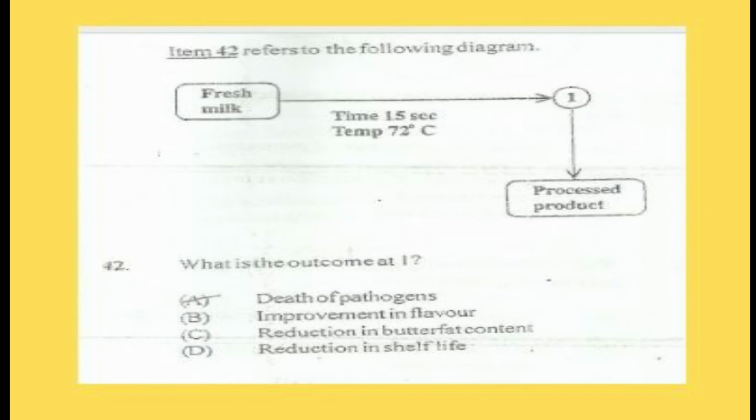Question number 42. Item 42 refers to the following diagram. What is the outcome at I? A. Death of pathogens, B. Improvement in flavor, C. Reduction in butterfat content, D. Reduction in shelf life. The answer is A. Death of pathogens. The outcome at I is pasteurization. Pasteurization is when the milk is heated at 72 degrees Celsius for 15 minutes to kill bad microbes.